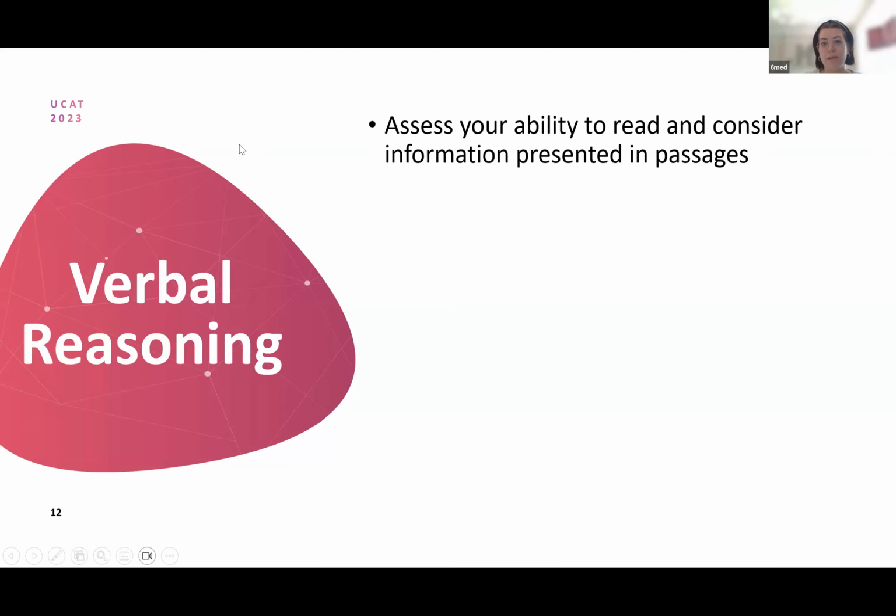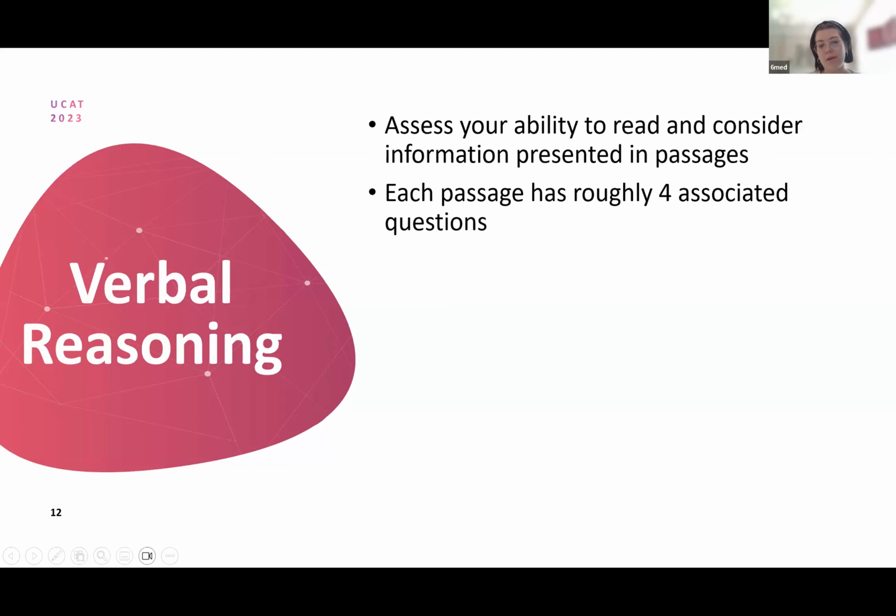So it assesses your ability to read and consider information presented. I mentioned that before. Each passage has roughly four associated questions. Some of the passages can be really, really long, so please practice your speed reading before your UCAT. It doesn't matter what you speed read, but just get used to reading books, newspaper articles, whatever it is you want to do, but just practice being able to skim read, read quickly.